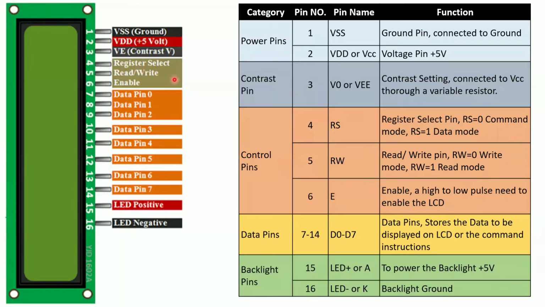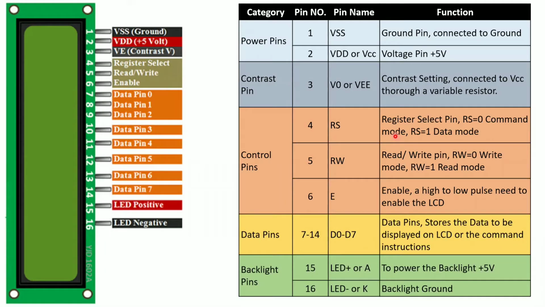Okay, 4 5 6 are nothing but your control pins. What do control pins mean? The fourth pin of your LCD display is register select, RS. We are calling it RS, register select. And this register select pin is used to tell whether we are going to send commands or data from the 8051 microcontroller. So please understand this. This register select pin tells the LCD display whether the 8051 microcontroller is sending commands or data.